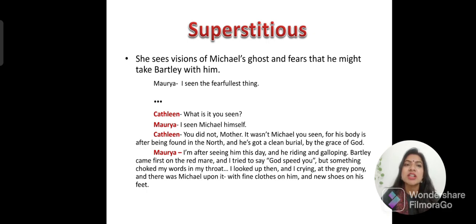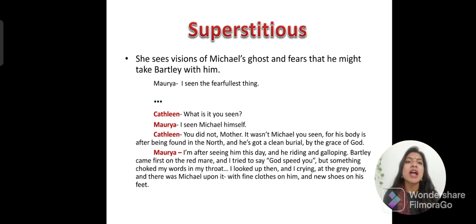And Maurya says that no, I have seen him there and he was going after Bartley riding on the grey pony. Bartley was on the red mare and Michael was on the grey pony, which Bartley was going to sell in the mainland. And she says that I was going to say some prayers when I saw Bartley, but something choked my words, and she considered it a bad omen, and she says that now everyone is gone, nobody is going to come back, Bartley is gone now. She is very much certain about that.